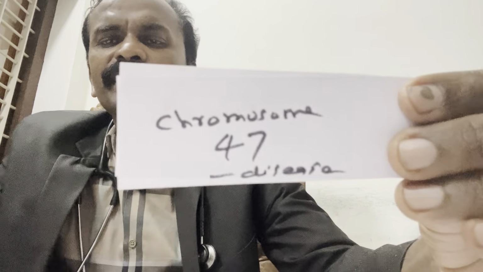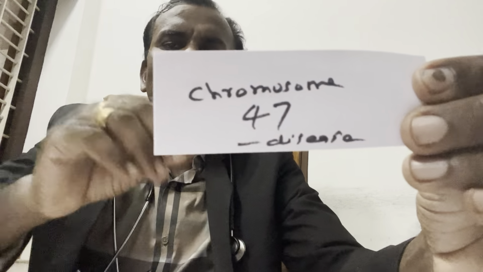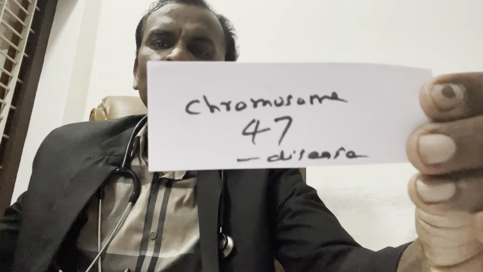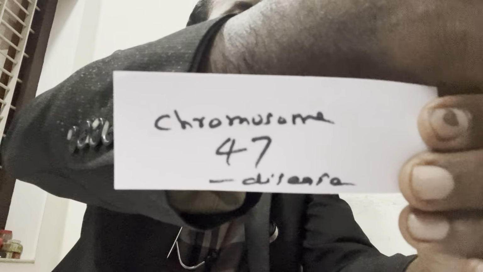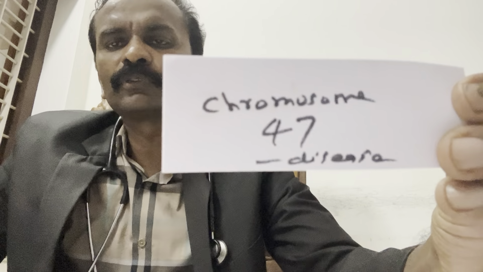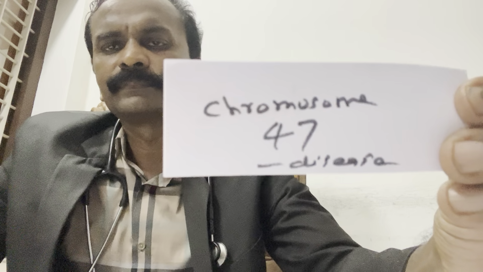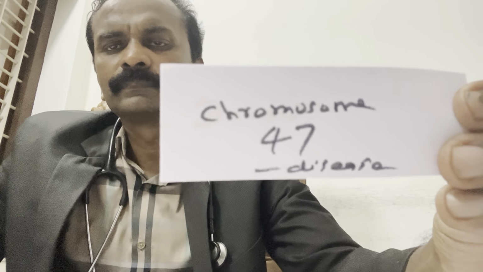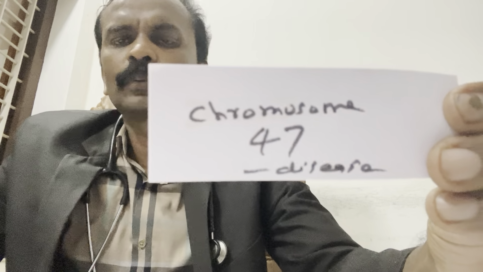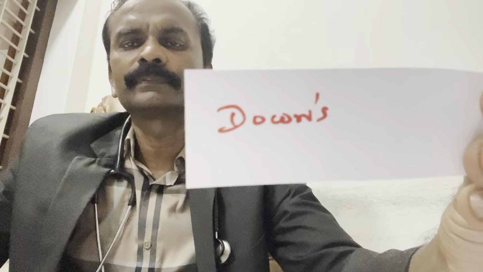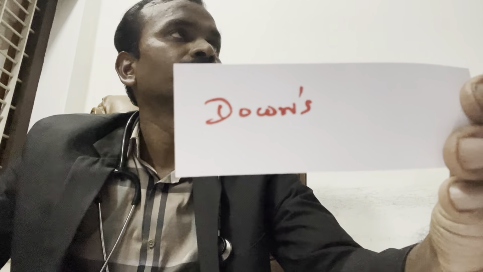Which disease has 47 chromosomes? Chromosome 47. Down's syndrome. Chromosome 47, Down syndrome.